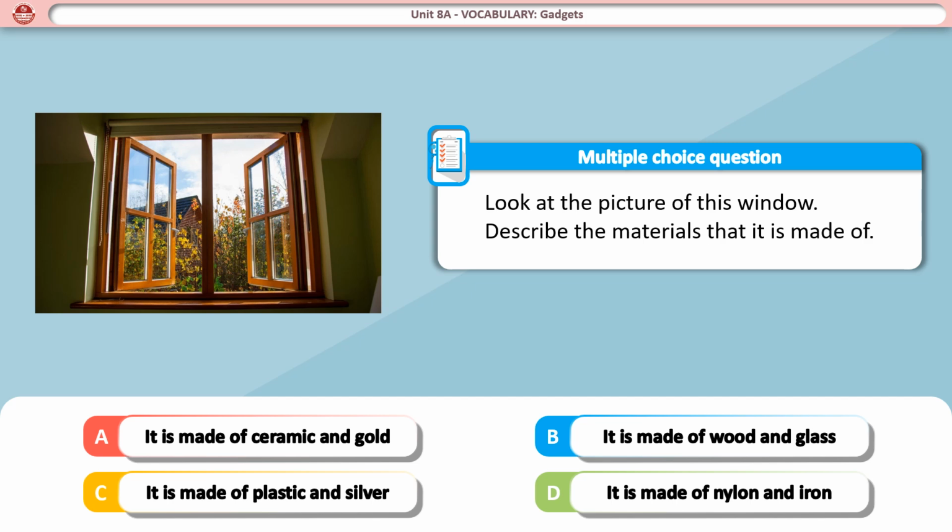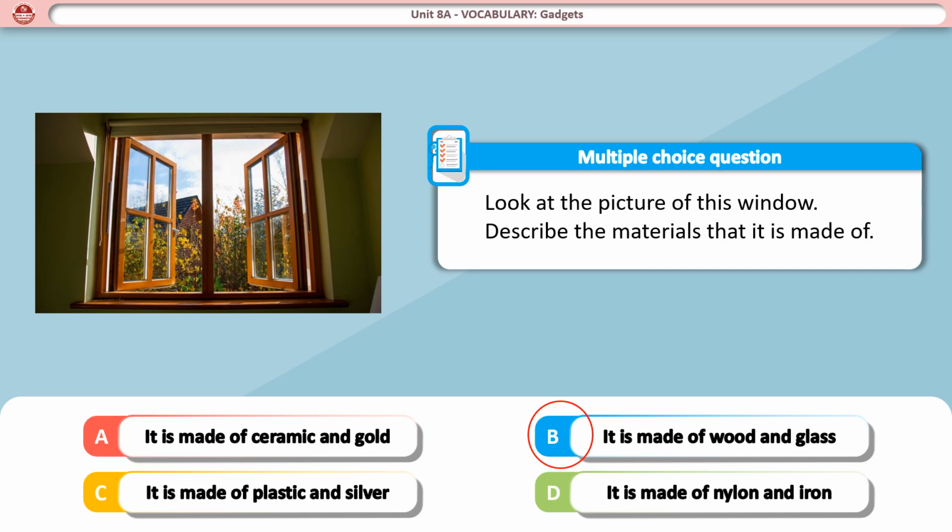Fantastic! The true answer here, of course, is B. It is made of wood and glass. So look at the picture again. For the frame, we have a wood frame. And for the screen of the window, it is made of glass. Fantastic job here for this exercise.